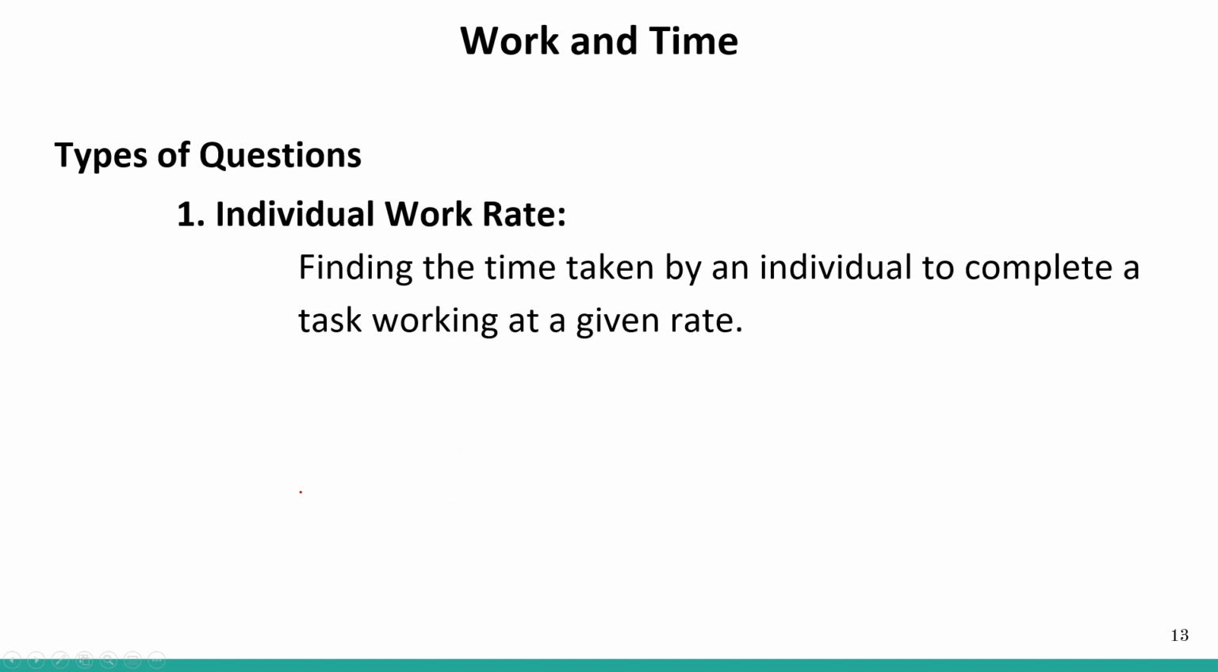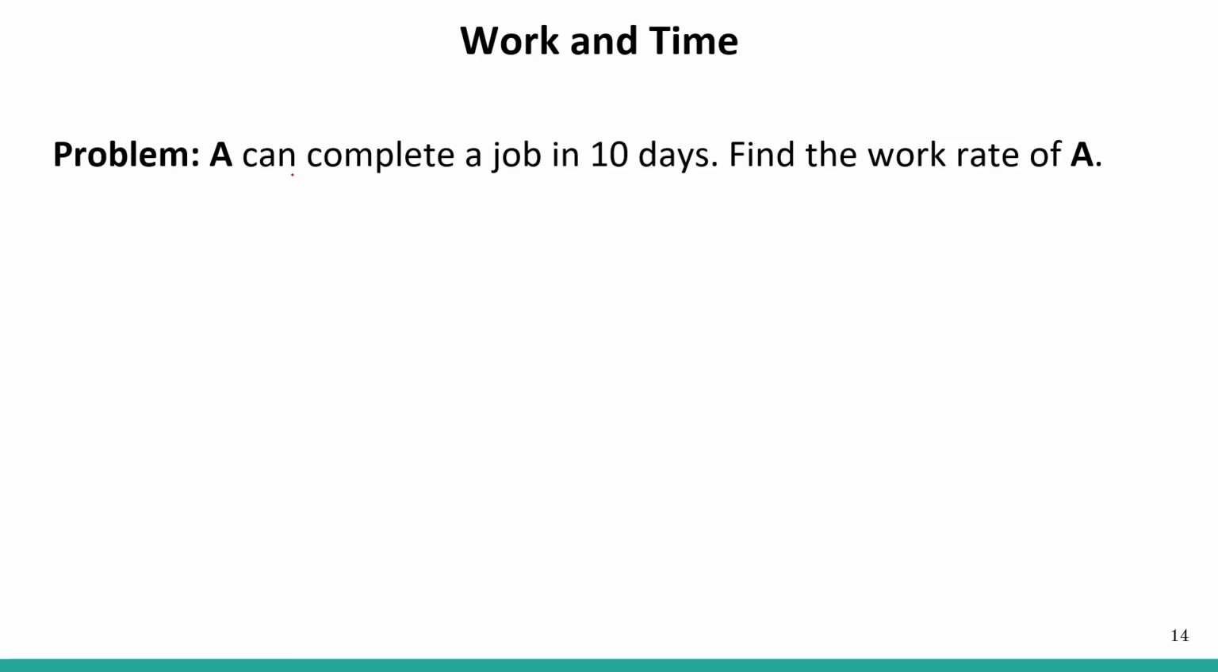So individual work rate: finding the time taken by an individual to complete a task working at a given rate. Let's see an example. A can complete a job in 10 days. Find the work rate of A. So what does A do? A completes a job in 10 days, and we want to calculate the work rate.